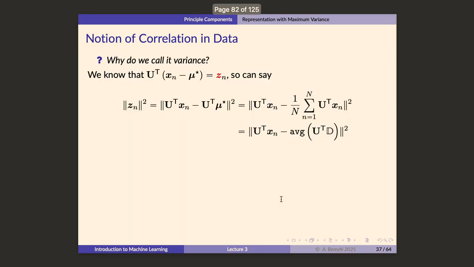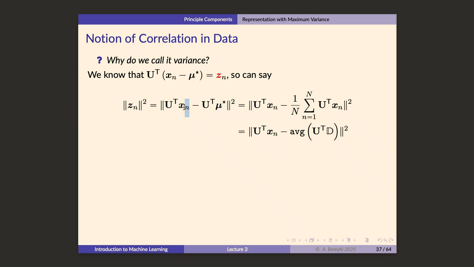Okay, so one question that you might have is why do we call it the variance? That is just an intuitive illustration. Mu star, we talked about this. This mu star is basically the centroid, right? It's the average of all the points inside your data set.